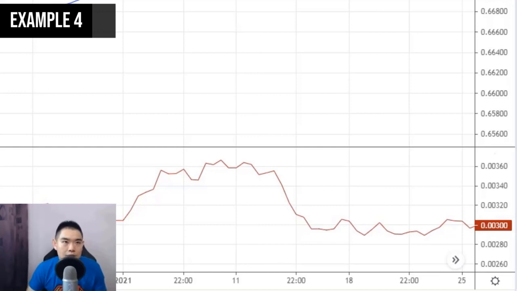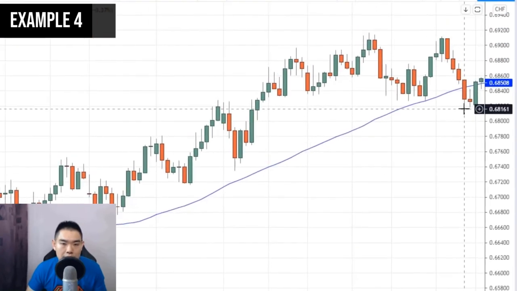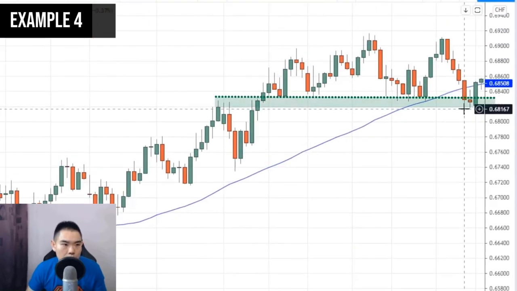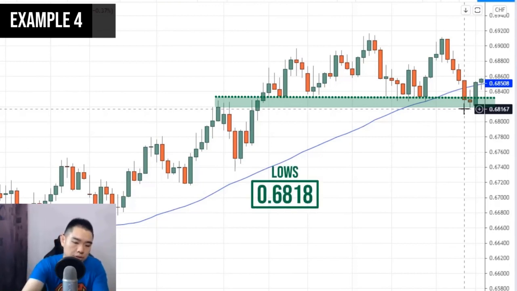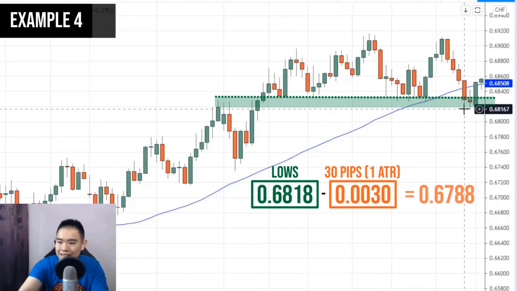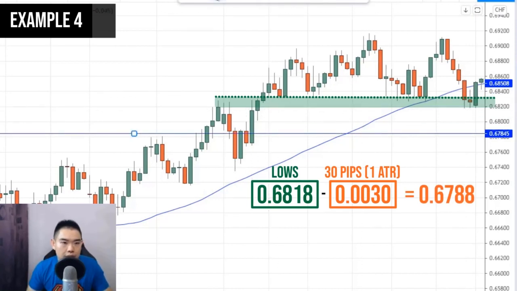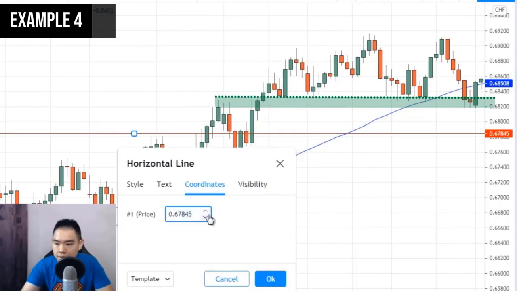So now let's find out what is the low of this support, so we can set a proper stop loss level. The low over here is about 0.6818. So 0.6818 minus 30 pips gives us about 0.6788. Okay, so our stop loss will be at 0.6788. Change this to green.